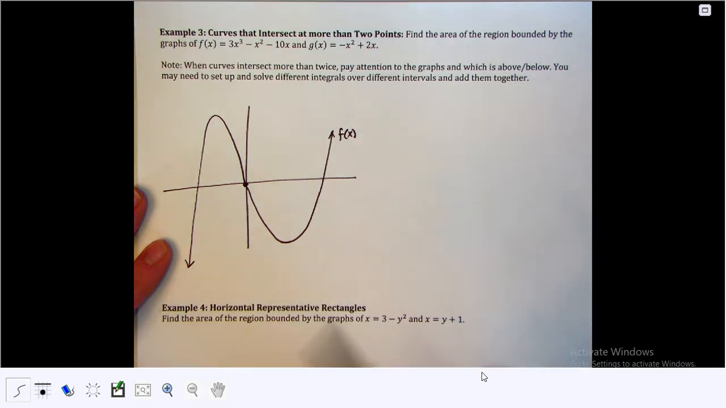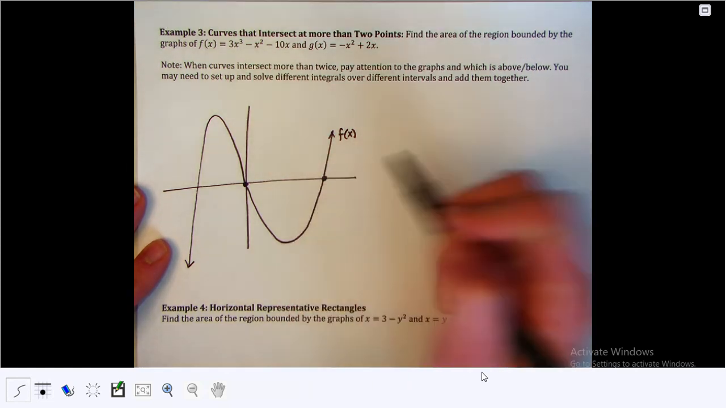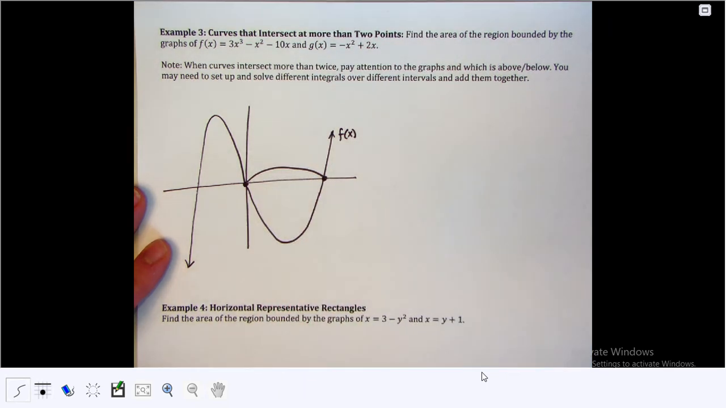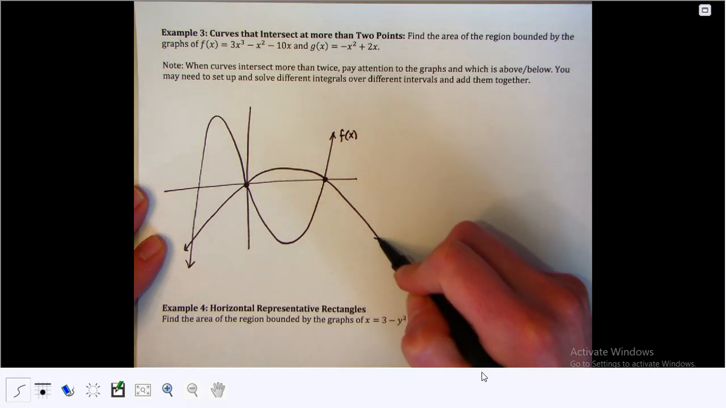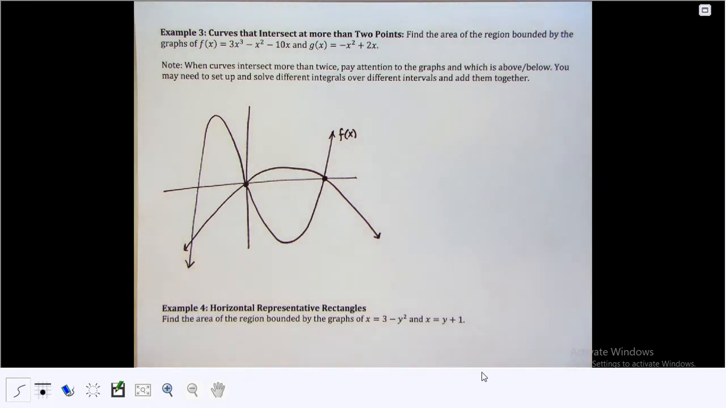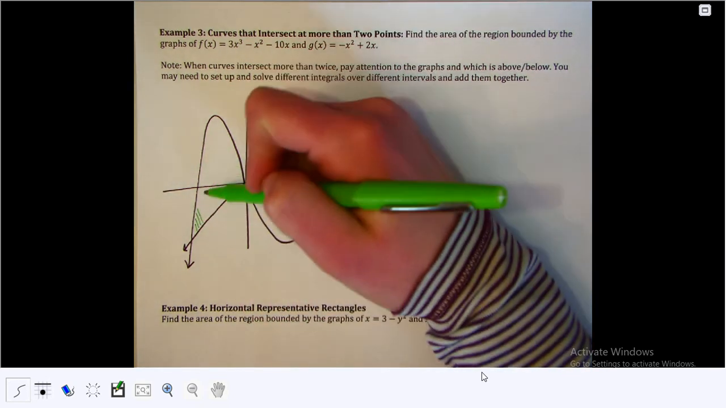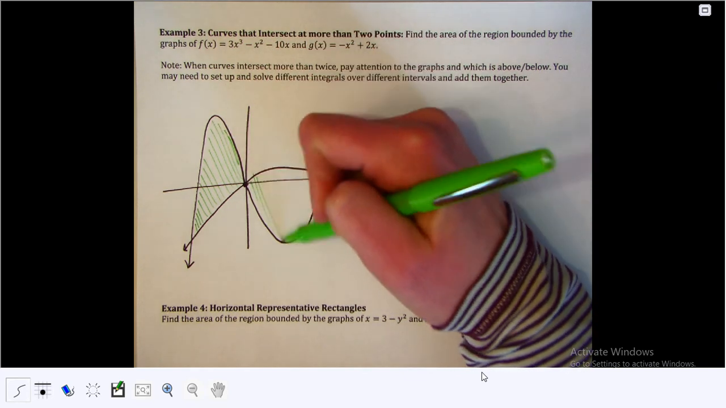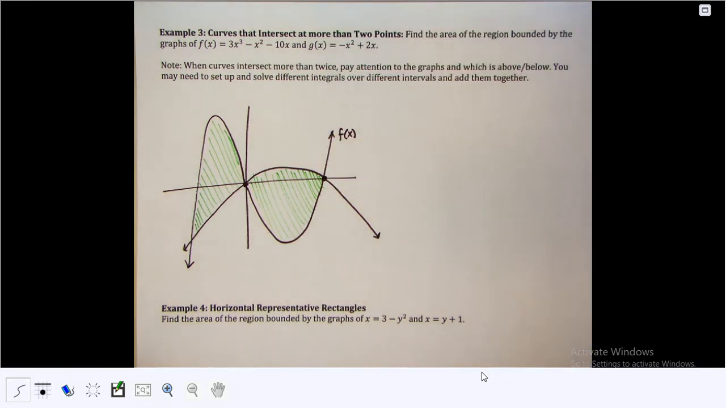G of x is a quadratic. It's spread out kind of wide, but interestingly enough, its zeros happen to also be the intersection points with f of x. So it looks something like this. So if I look carefully here, you might be wondering, well, how am I supposed to know which region it is? Well, there are two regions that are bounded by these curves. And therefore, when we say generally, the area of the region bounded by the curves, we would then include both of them in our solution.